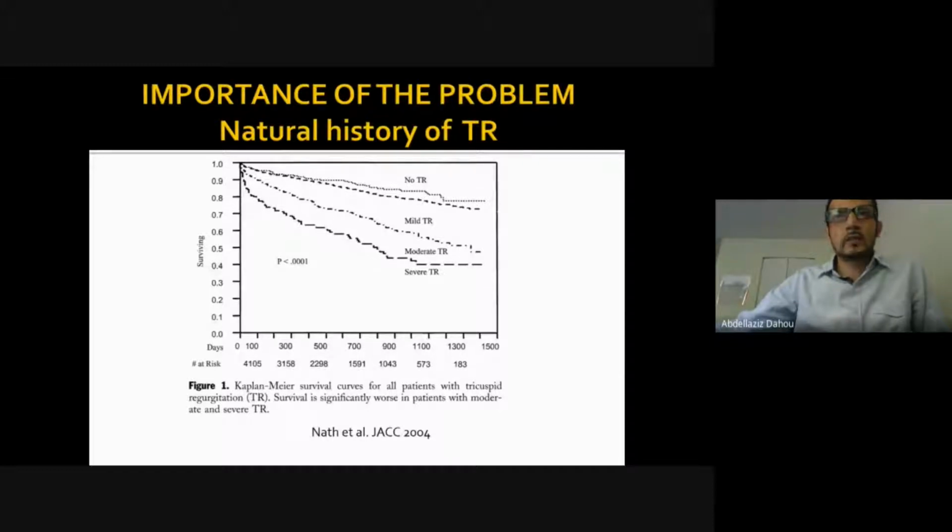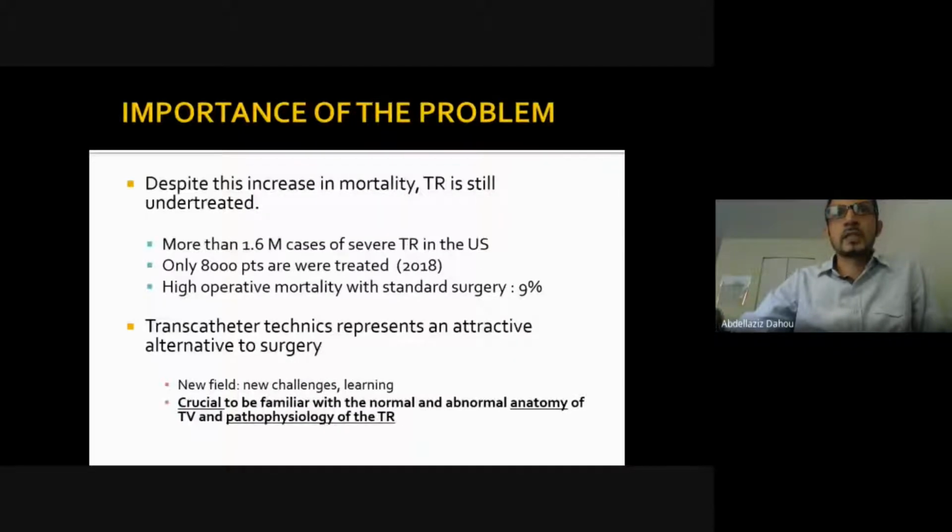And this is the Kaplan-Meier curve, so this is univariable analysis, but when the authors adjusted for other risk factors and comorbidities, tricuspid regurgitation was independently associated with outcome. It's not only because of the right ventricle dysfunction, it's also because of the TR itself. But despite the increase in mortality, tricuspid regurgitation is still undertreated.